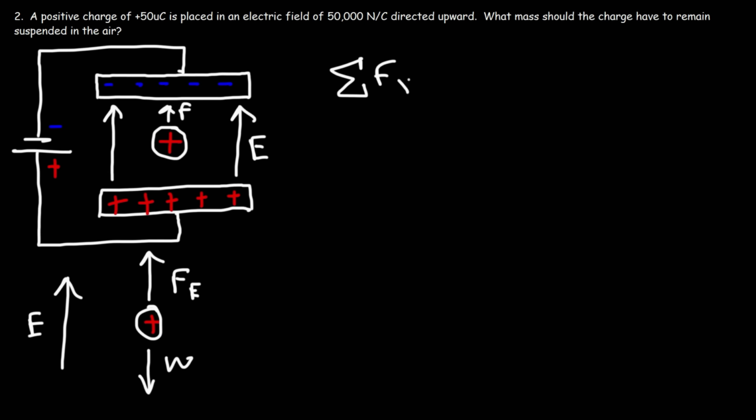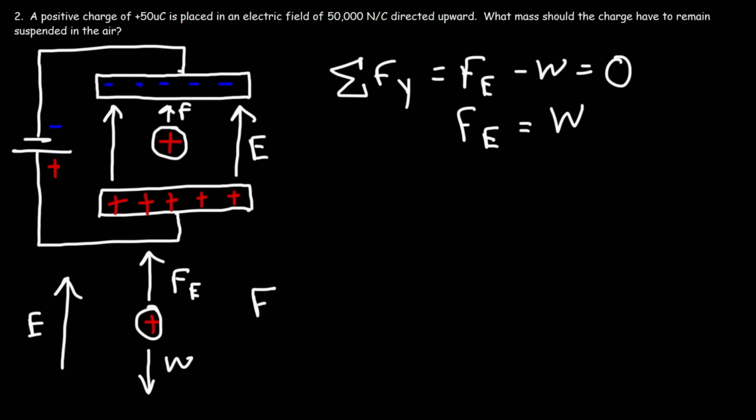So let's write the forces in the y direction. The sum of the forces in the y direction is equal to the electric force. This is positive, and the weight force is negative because it's going in a negative y direction. And we want the sum of the forces in the y direction to be 0, so that there's no net acceleration, so it remains suspended in the air. Moving this term to the other side, we see that the electric force has to equal the weight force.